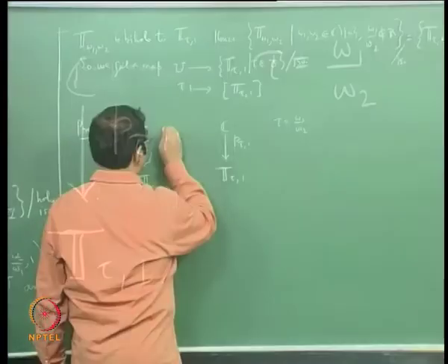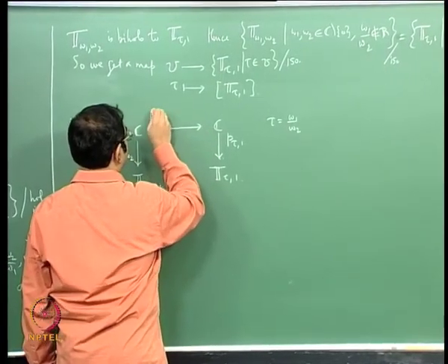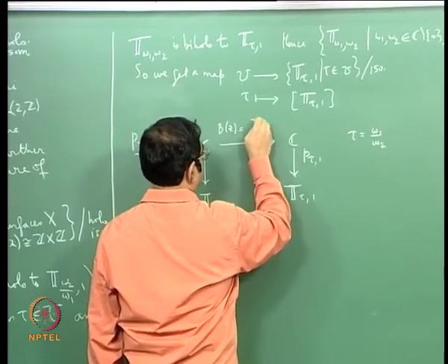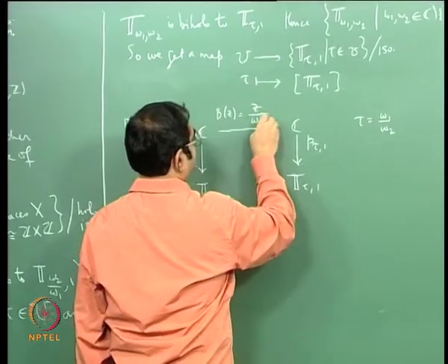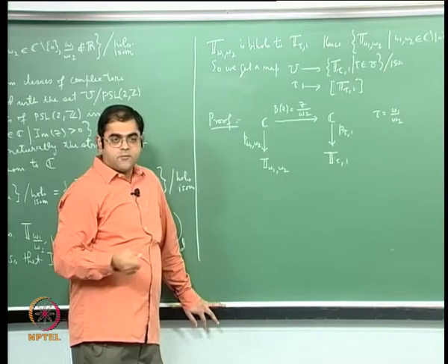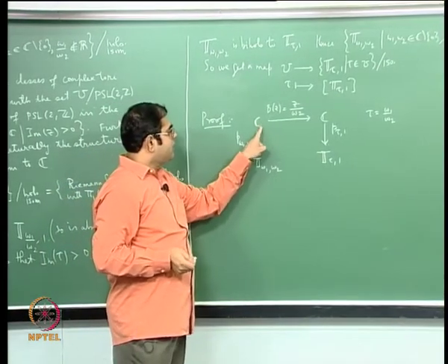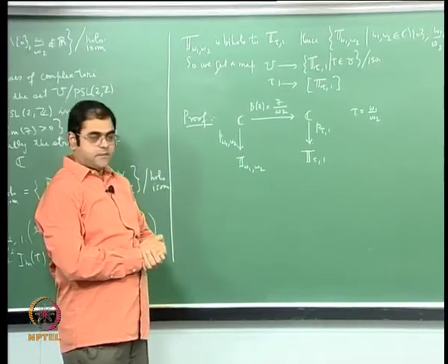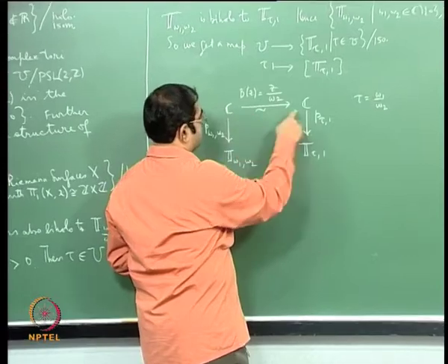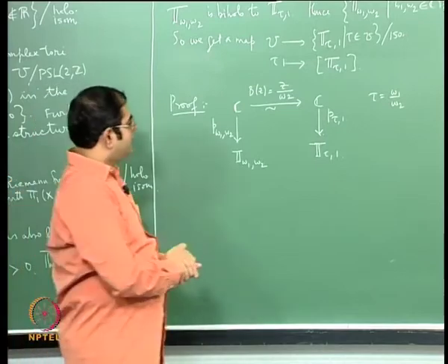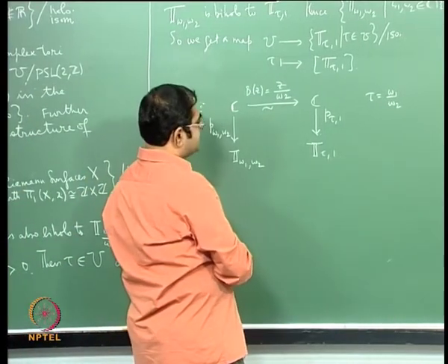Now what you do is define this map B of Z equals Z by omega 2, okay. Look at this map B of Z equal to Z by omega 2. Now I can divide by omega 2 because omega 2 is not 0, and then it is going to take the complex plane onto the complex plane, alright. It is a Mobius transformation, so it's a holomorphic automorphism of C, okay. And let's see what it does.